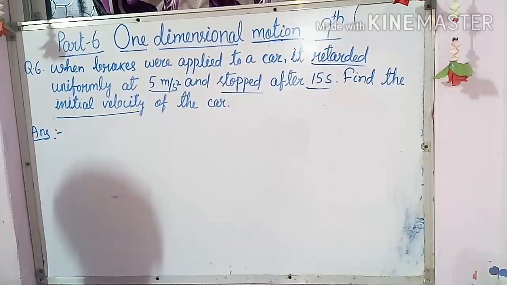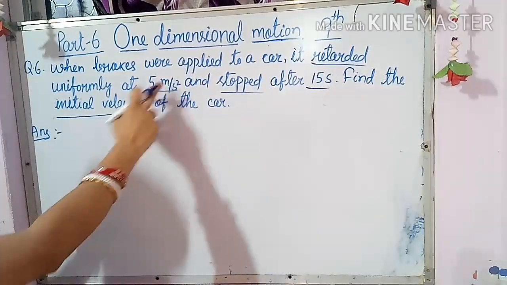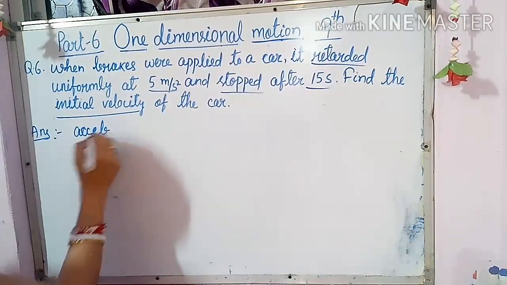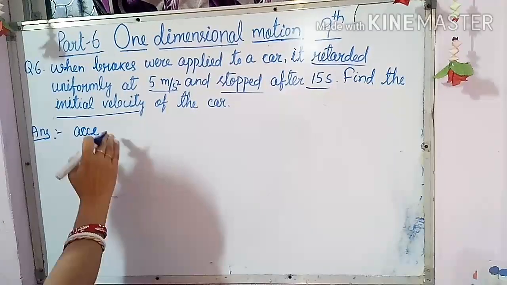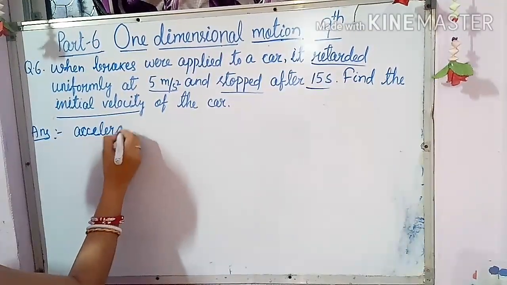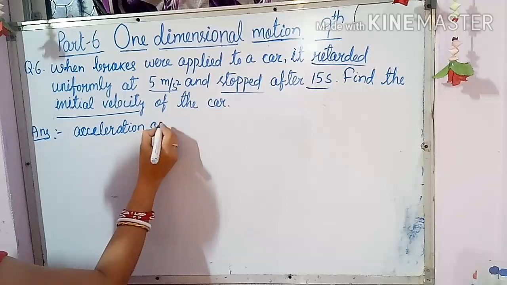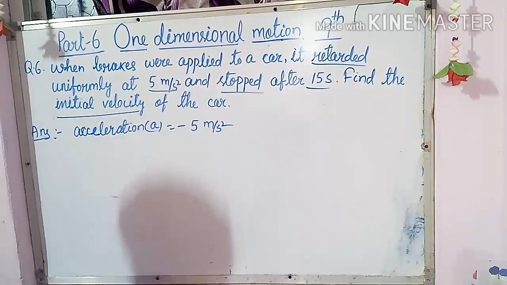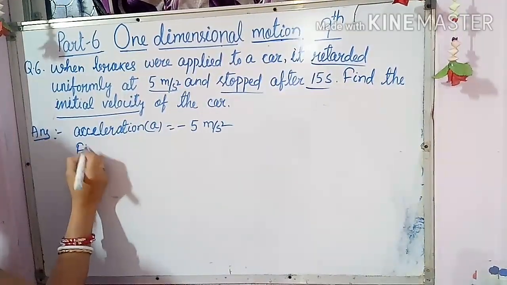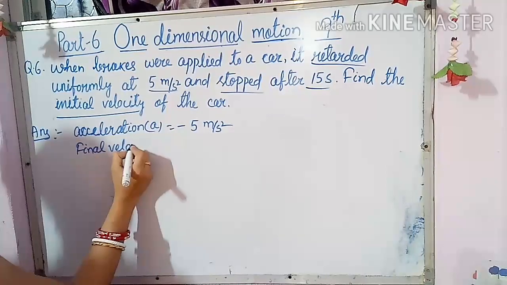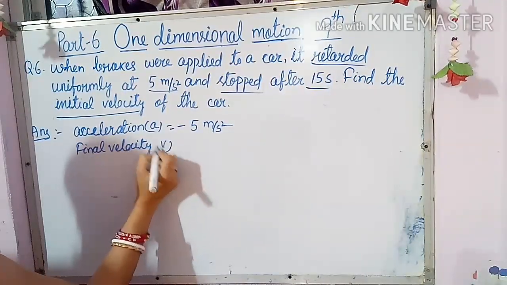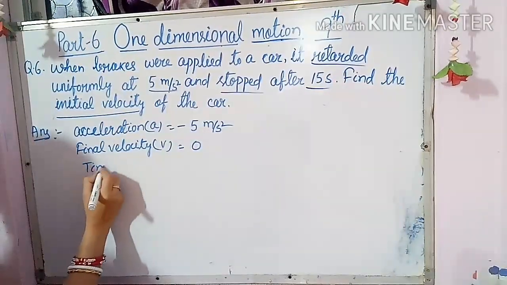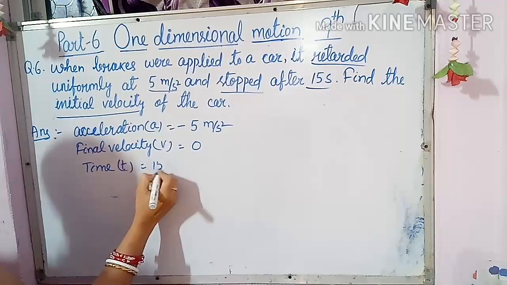What is given: retardation means acceleration. Only acceleration you write, because retardation has no symbol, so you have to put the negative acceleration. So directly you can write acceleration a equal to, with the negative sign, 5 meter per second square. Stopped means final velocity v is 0. Then time: how much time has it taken? That is 15 seconds.